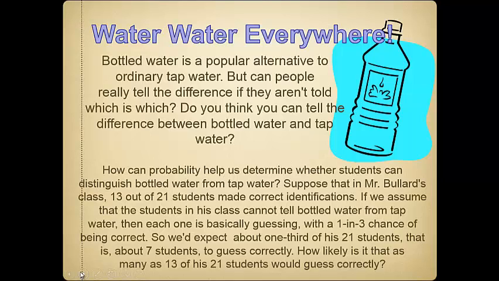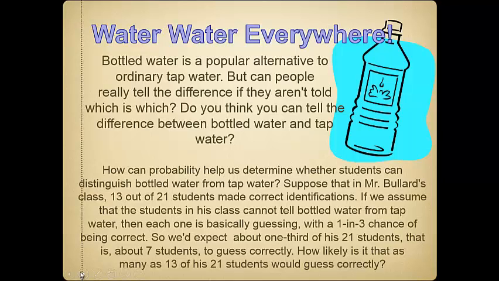So how can probability help us determine whether students can distinguish bottled water from tap water? Let's suppose that in another class, Mr. Bullard's class, 13 people out of 21 made the correct identifications. Well, this could have just happened by chance. I mean, if I had 3 cups and put an X on the bottom of 1, but they were all the exact same type of tap water, it is possible that 13 out of 21 could identify the one with the X just by chance.